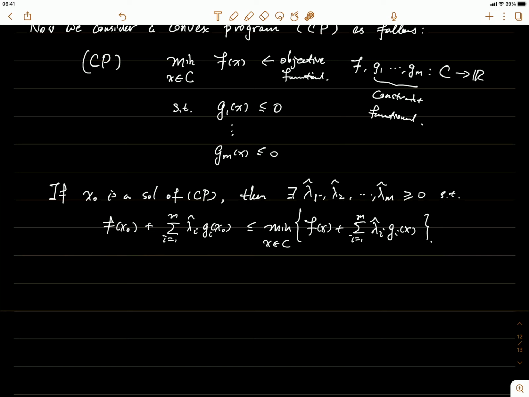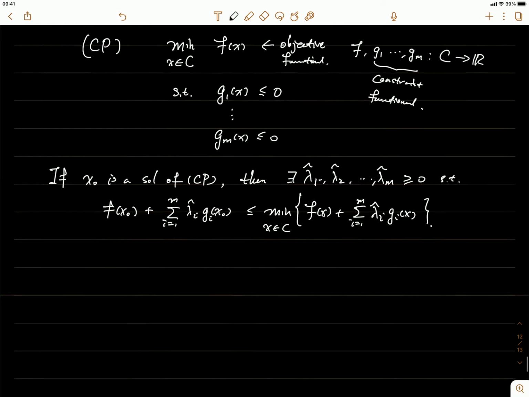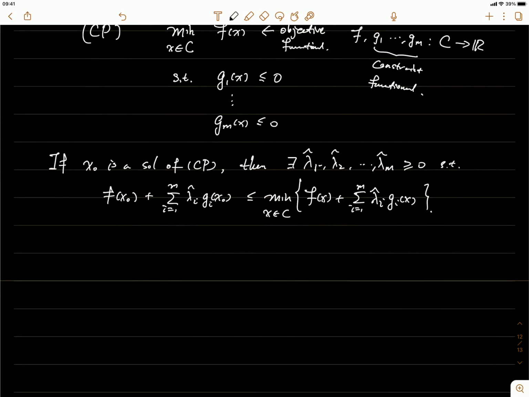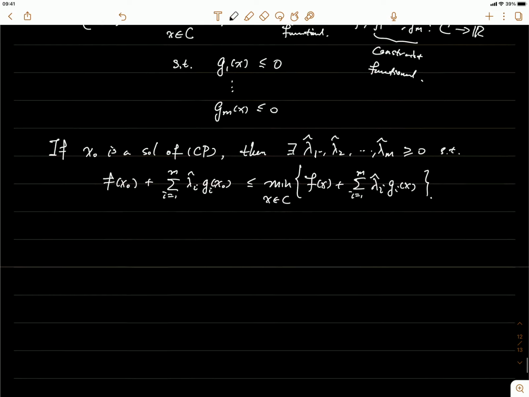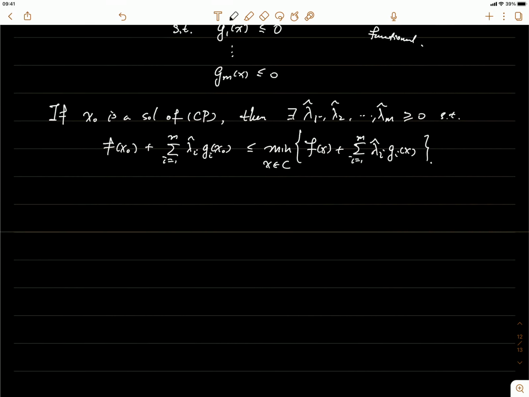But right now, our goal is to show that this actually holds for some points. That's what we want to prove. Remember that our goal is to show that if x naught is a solution, then there must exist some non-negative values like this such that this holds. We don't know whether these lambda i's exist or are really greater than or equal to zero. We want to prove this.